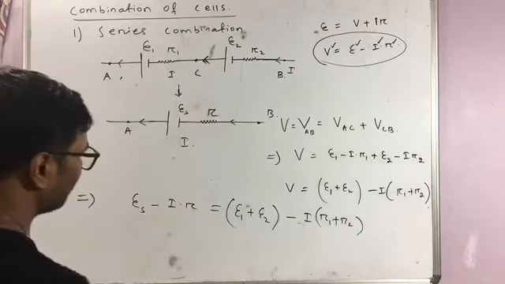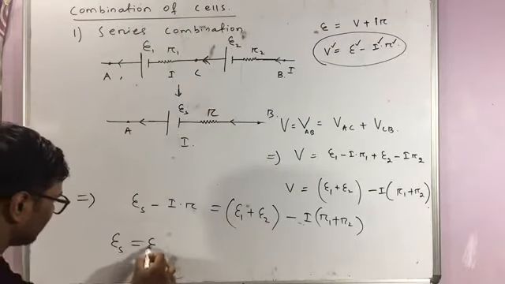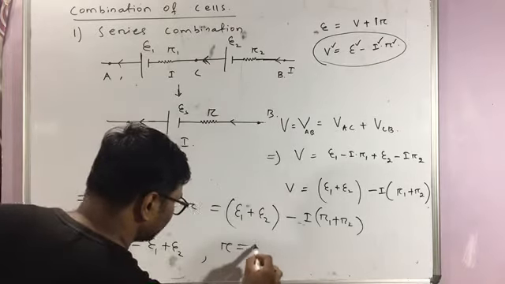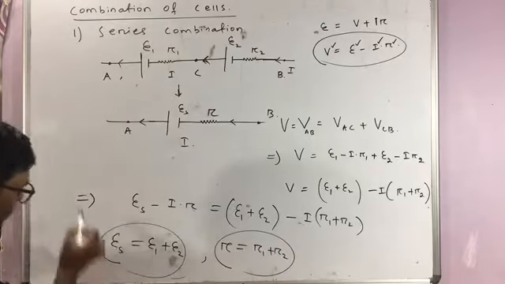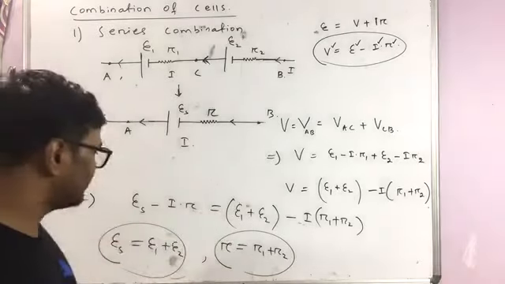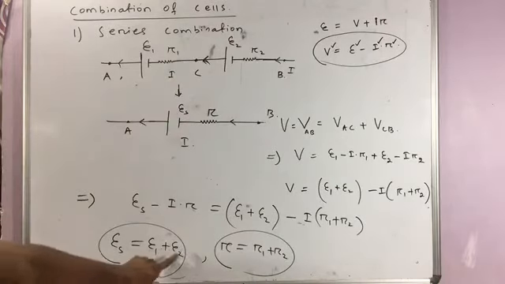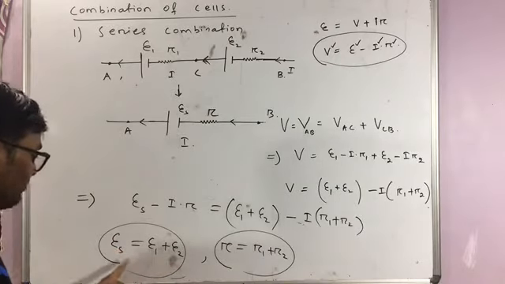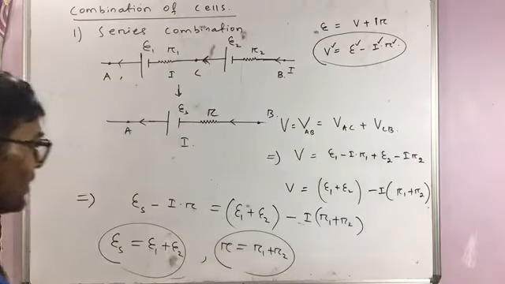So if you compare both the sides, you observe ES is equal to simply E1 plus E2, and the internal resistance is nothing but the sum of the two internal resistances. Got it? On comparison of both the sides, you find if these two cells are connected in series like this, ES is equal to E1 plus E2, your effective EMF is nothing but their addition, E1 plus E2, and R is equal to R1 plus R2.